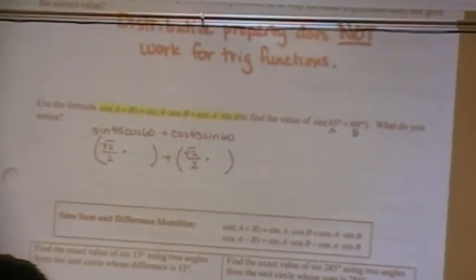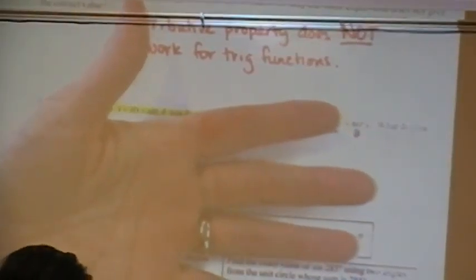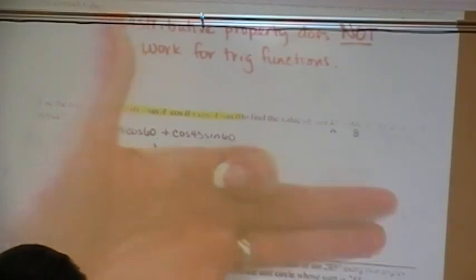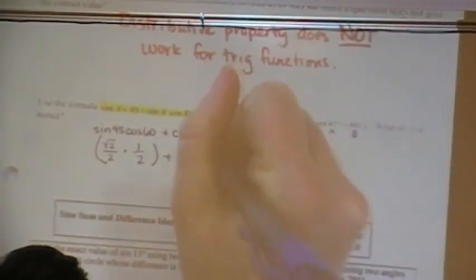Alright, so now I'm going to sine 60. Which one's 60? So my cosine value is a half. My sine value is square root of 3 over 2. So cosine is a half, and sine is square root of 3 over 2.